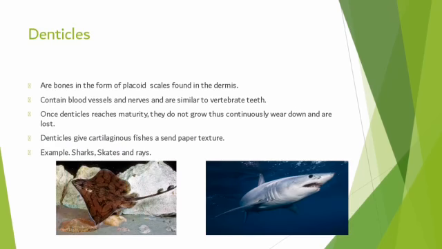Okay, what are denticles? Denticles are bones in the form of placoid scales found in the dermis, containing blood vessels and nerves, and are similar to vertebrate teeth. Once denticles reach maturity, they do not grow continuously, but wear down and are lost. Denticles give cartilaginous fishes a sandpaper texture.